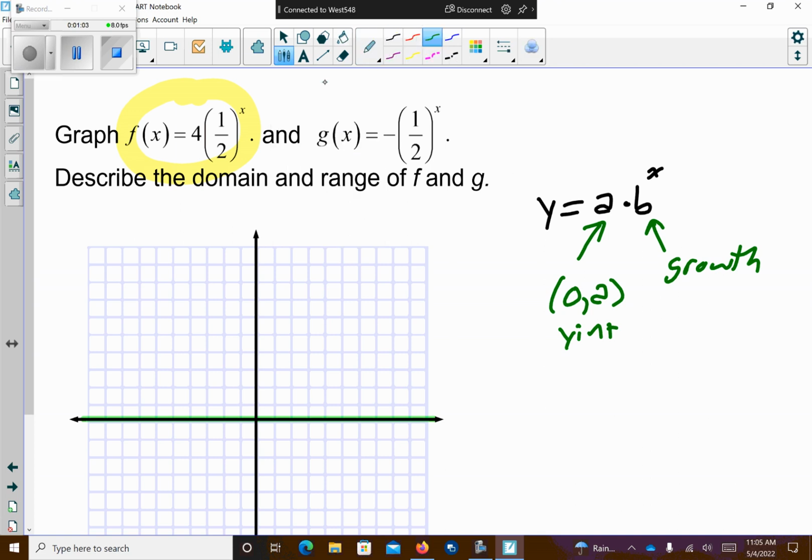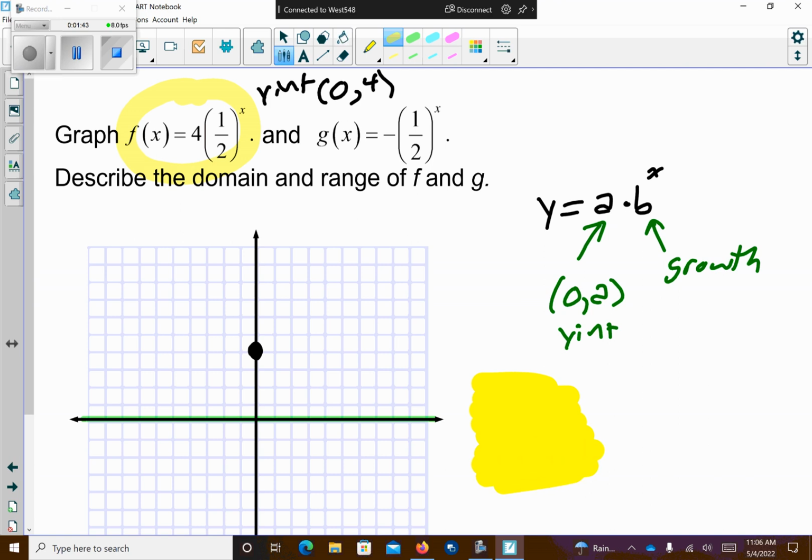So when we take a look at this, we have to say, okay, if I look at my equation, my y-intercept is going to be 0, comma a. So my a value on this one is 4. So 0, 4. 1, 2, 3, 4. Okay. So when we work this kind of problem, let's find a second point. Go back to my yellow to stay consistent. Let's find a second point.